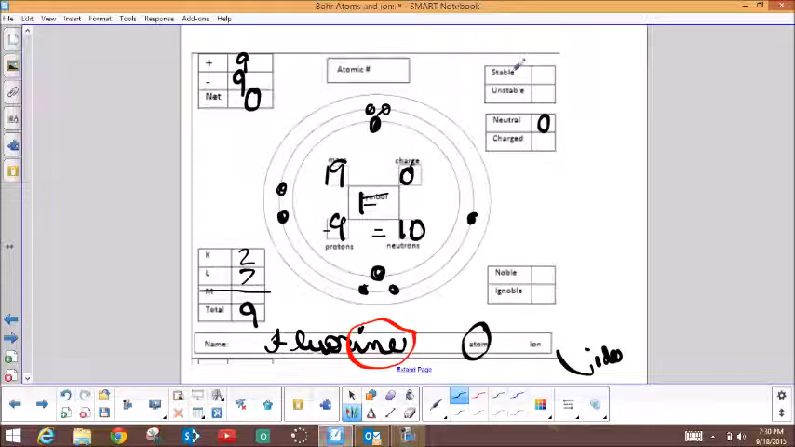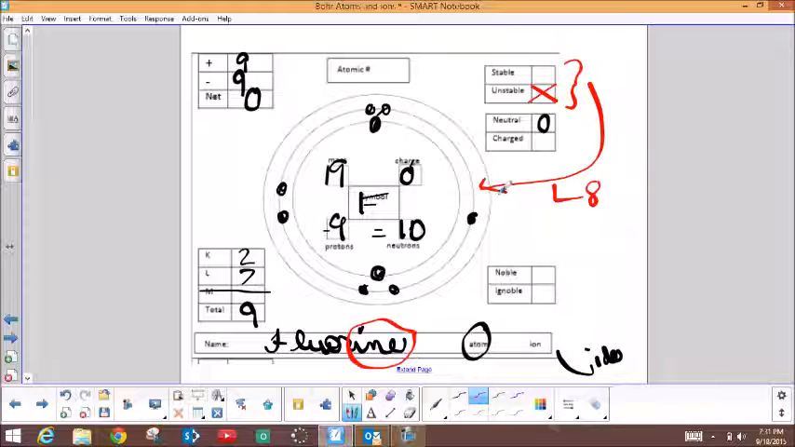The next question it's asking, is this stable or unstable? To know whether it's stable or unstable, remember that makes us look at the last orbital that you filled. And in this case, it's the L. And the question is, is the outermost orbital filled? And the answer is no. There's 1 electron that could go there because remember the L holds 8. But you only have 7. So that makes this element model unstable.